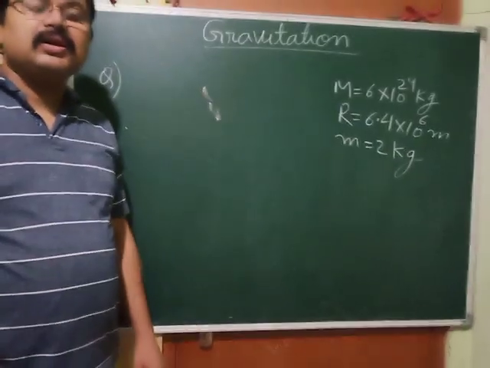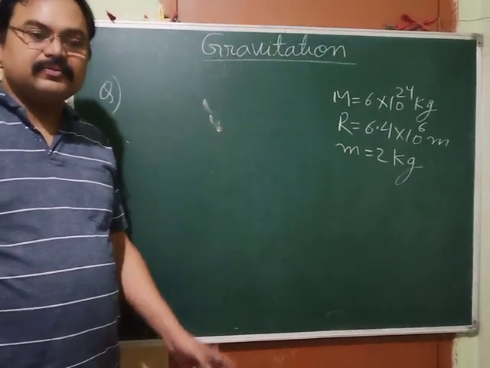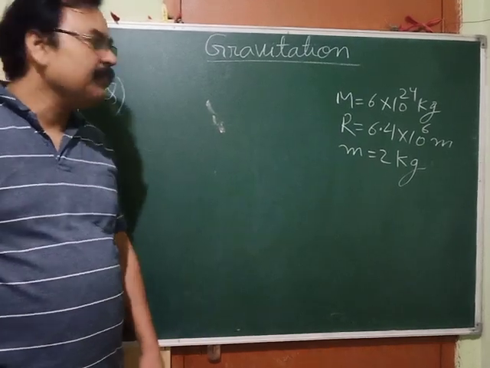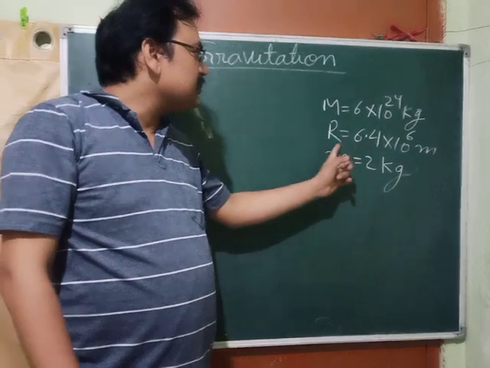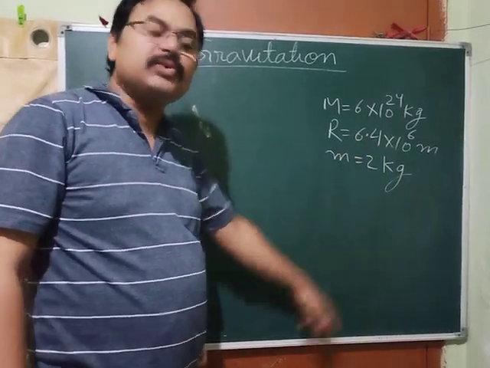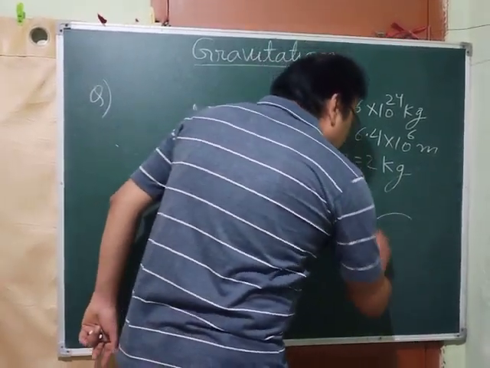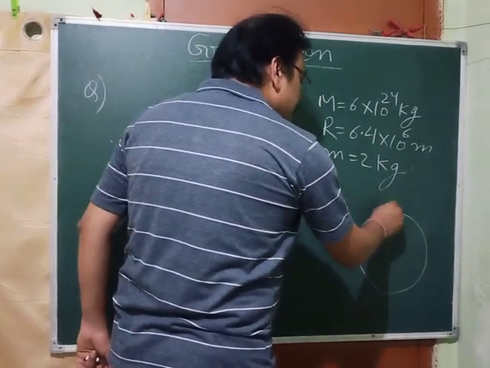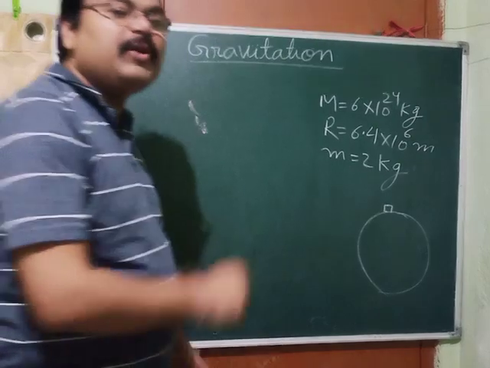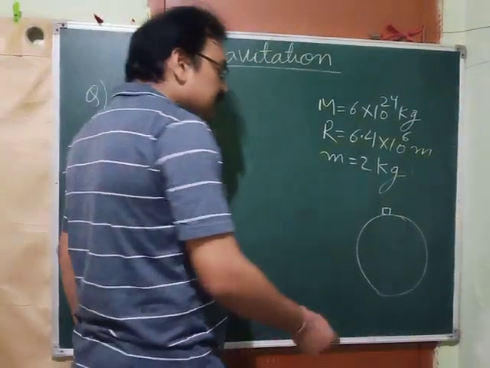See, we have not done any numerical on gravitation. So here is a question. This is the mass of the earth, this is the radius of the earth, and this is the mass of the object. This is the earth, and over there this object of 2 kg is placed. We need to find out the force between them, gravitational force rather.